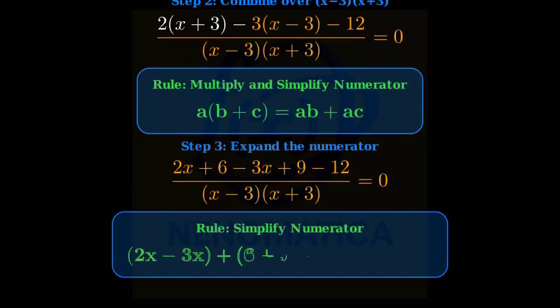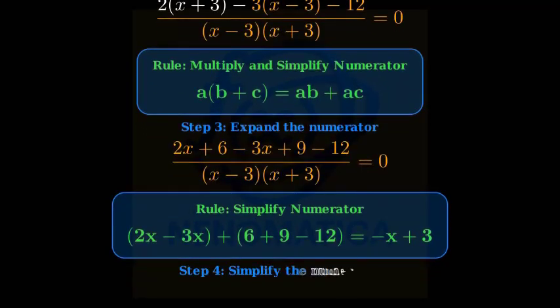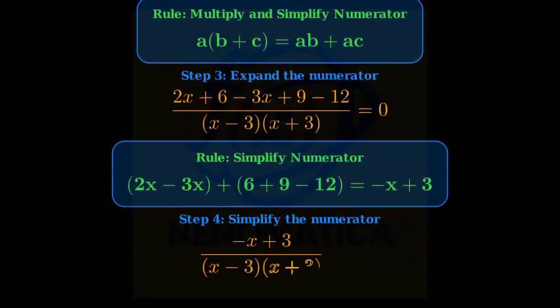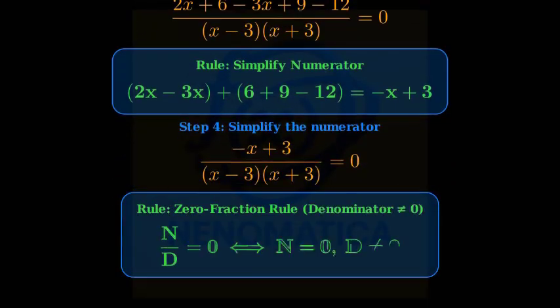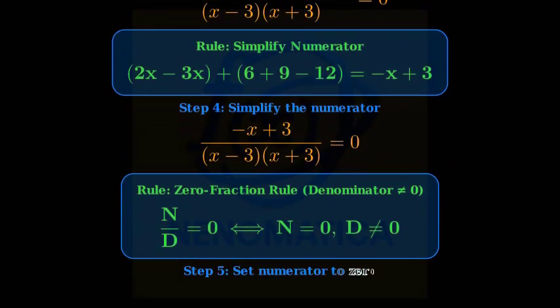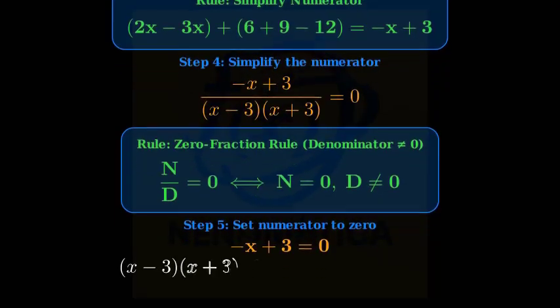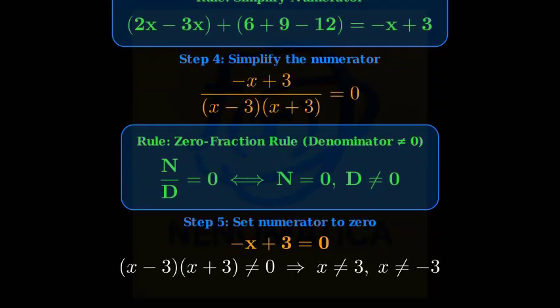Step 4. Simplify the numerator by combining like terms. 2x minus 3x is negative x. 6 plus 9 minus 12 is 3. So the numerator becomes negative x plus 3. Step 5. A fraction equals 0 if, and only if its numerator is 0, while the denominator is not 0. Therefore, set the numerator negative x plus 3 equal to 0, and note the restrictions x not equal 3 and x not equal negative 3.